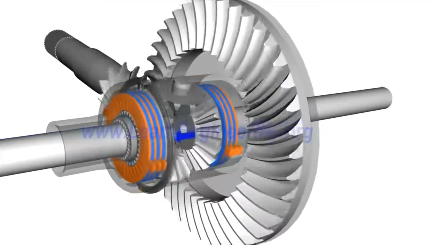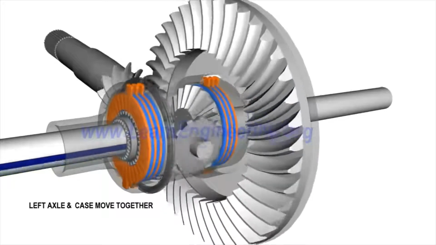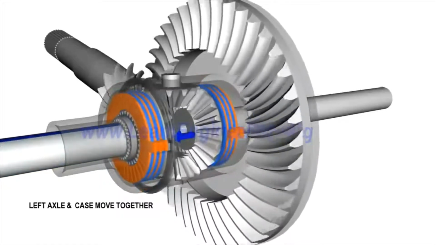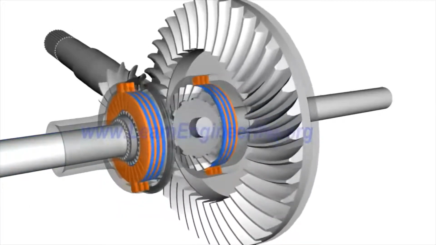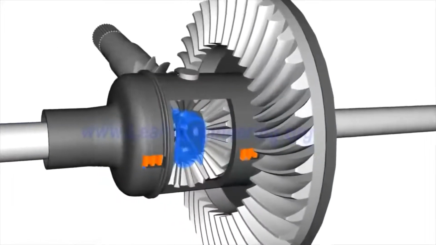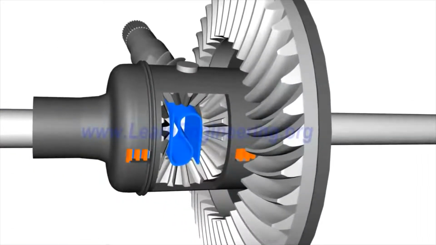This is how the LSD mechanism works. The space between the side gears is fitted with a preload spring. The preload spring will always give a thrust force and will always press the clutch pack together.